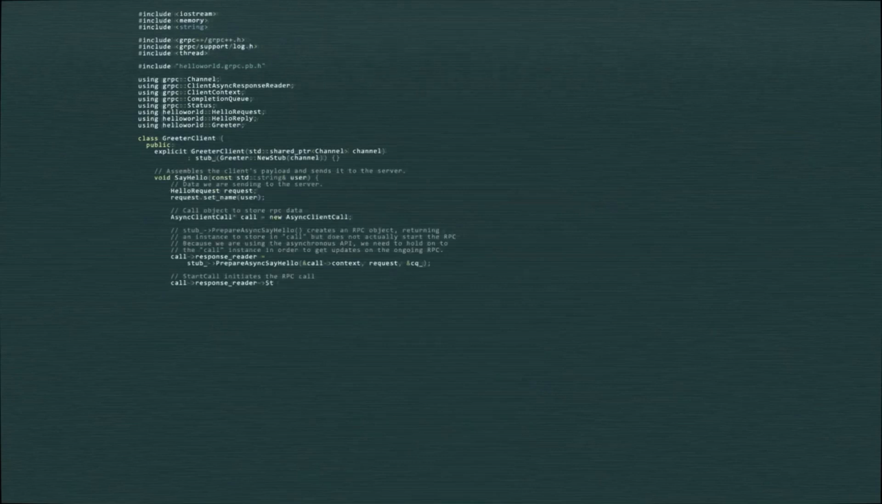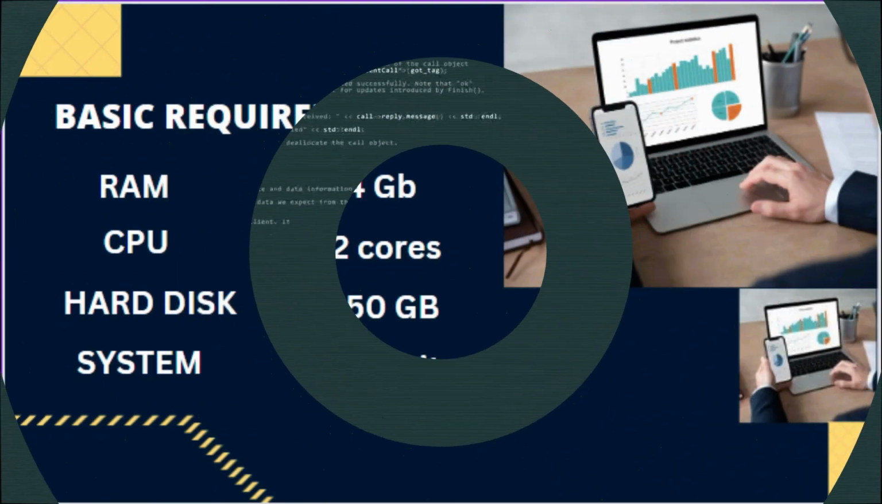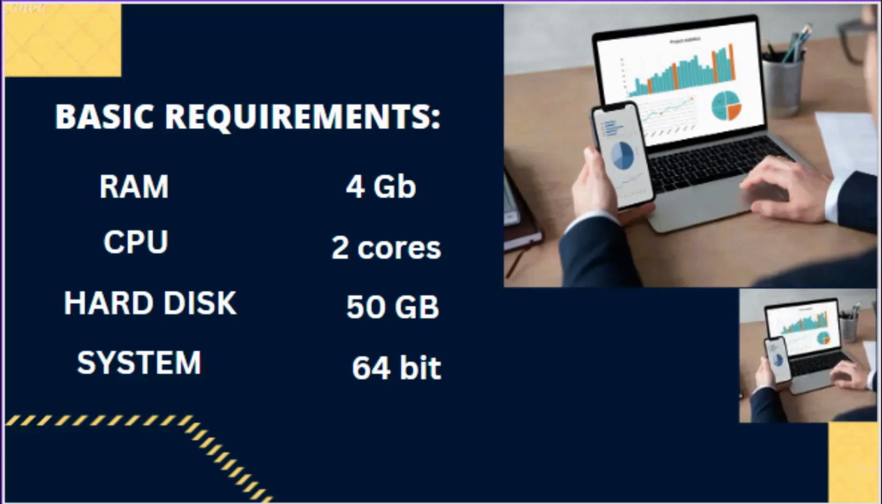First, let's talk about basic requirements. RAM, at least 4 GB or more. Processor cores, at least 2 cores or more. Hard disk, greater than 50 GB. Installation process is almost same on any Windows 8, 10 or 11. If your system meets the basic requirements, let's go.